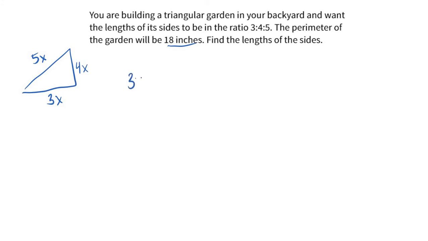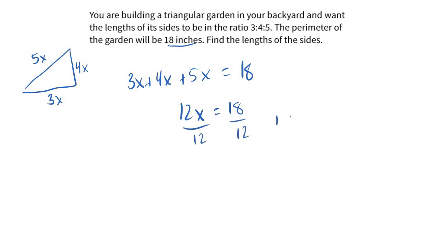Well, we want 3x plus 4x plus 5x to add up to what? 18 inches, don't we? So let's do that. Combine like terms. 3 plus 4 plus 5, so 12x equals 18. Let's divide by 12. And so x equals 1.5 inches. And then you just multiply each of these.